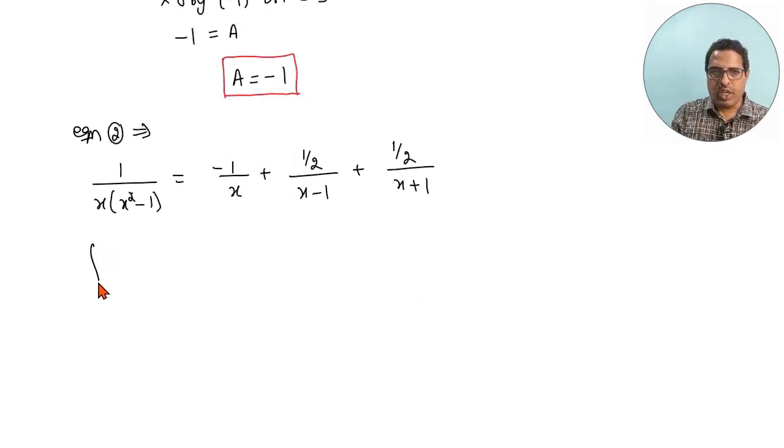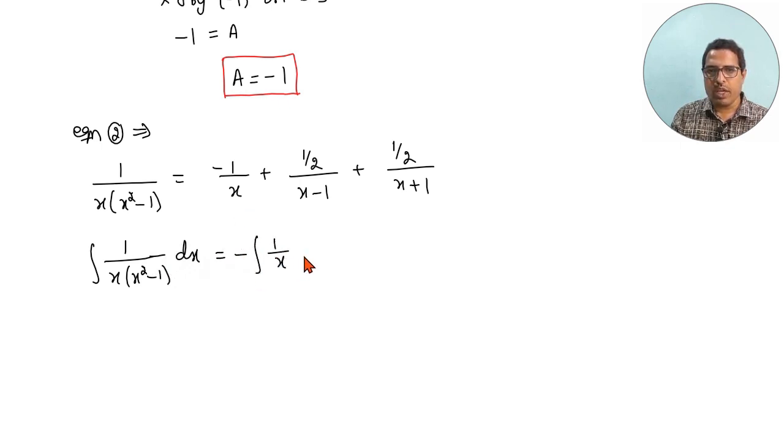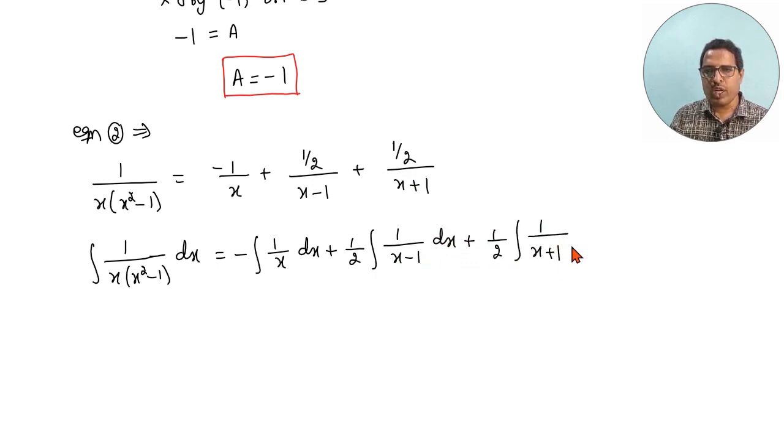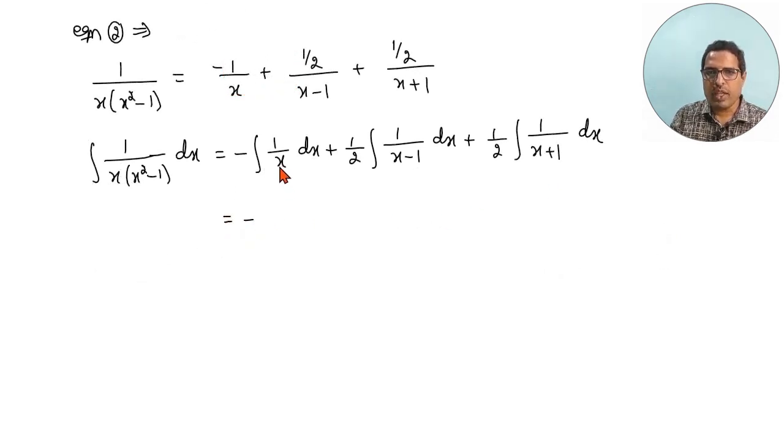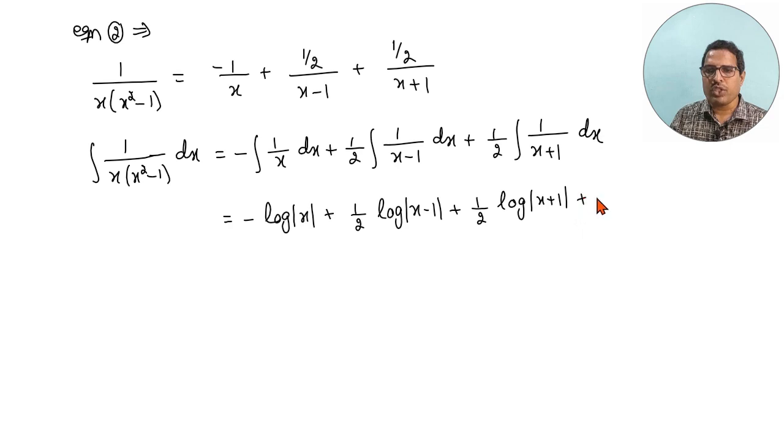Now let's integrate this. Integral of 1 by x into (x square minus 1) dx is equal to minus, taking it outside, integral of 1 by x dx, plus half outside, integral of 1 by (x minus 1) dx, plus half outside, integral of 1 by (x plus 1) dx. Applying the integral, integral of 1 by x dx is log of mod x, plus half times integral of 1 by (x minus 1), which is log of mod (x minus 1), plus half times integral of 1 by (x plus 1), which is log of mod (x plus 1), plus the constant of integration c.